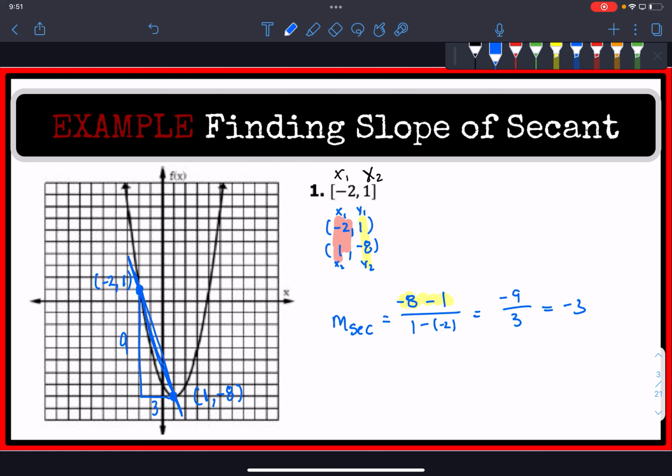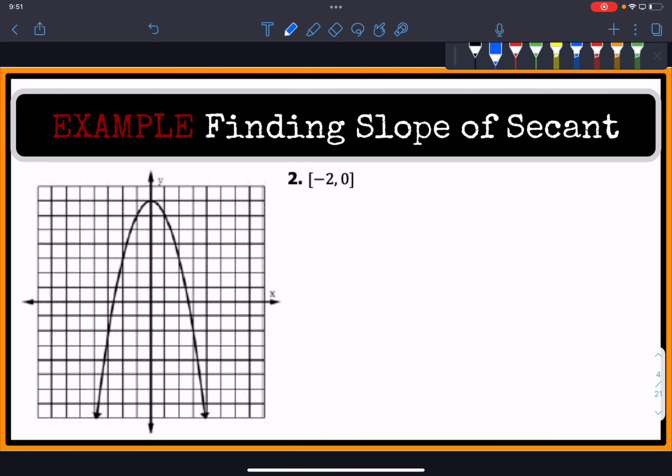Let's look at another example. So here's a similar situation. This again is my interval, so my x1 and my x2. So at x1 of -2, we have this point there, which is at -2, 3, and at 0, we have that point right there at 7. So we have the ordered pair of -2, 3, and the ordered pair of 0, 7.